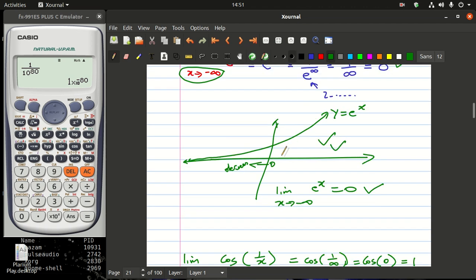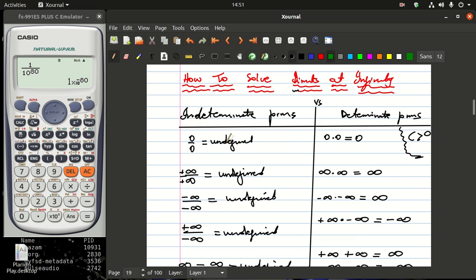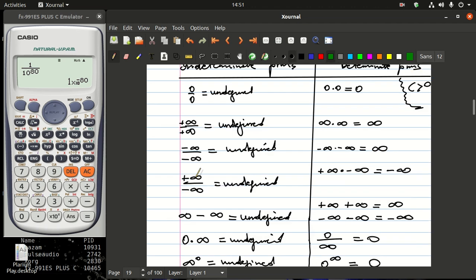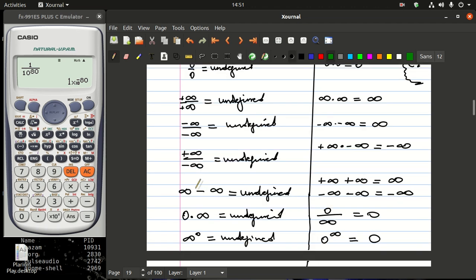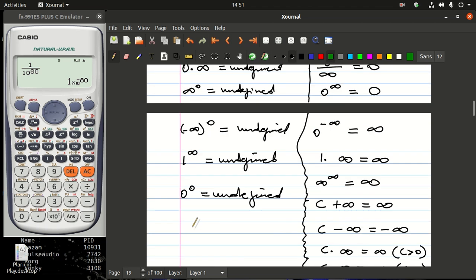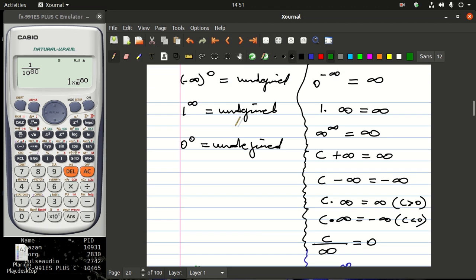These indeterminate forms are different, right? Once you get a 0 over 0, you are actually fine. Once you get infinity over infinity, you are also fine. And all these other things are actually happening here. So this is what I'm going to suggest here.